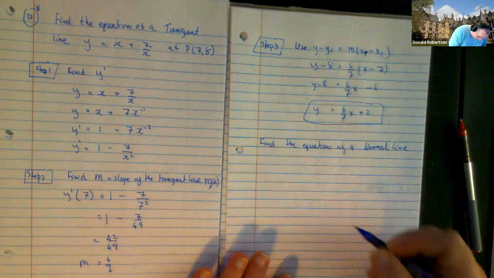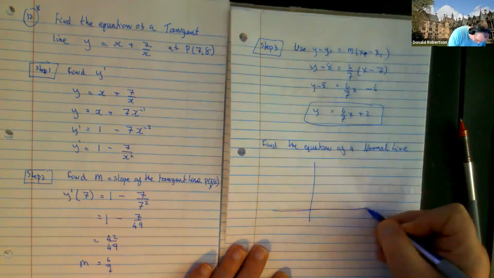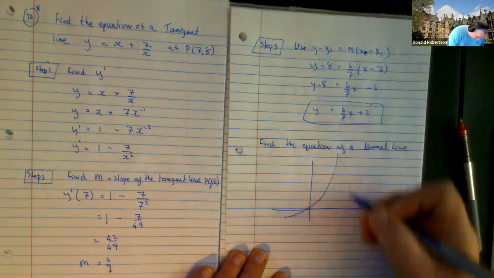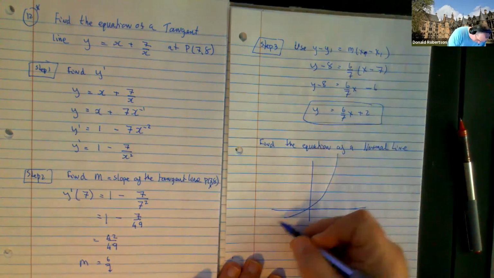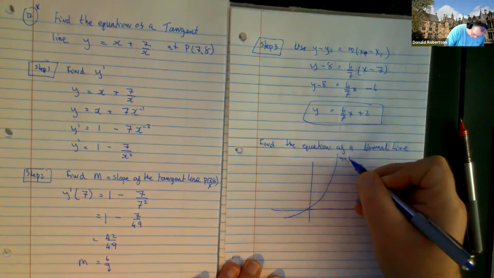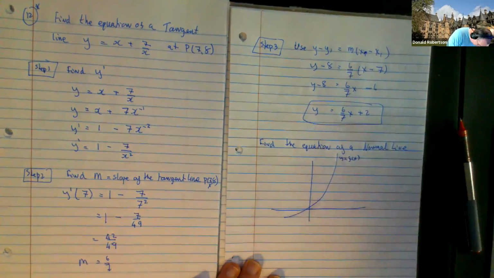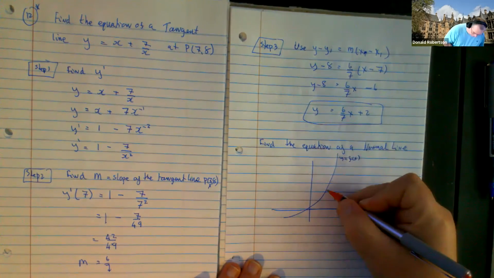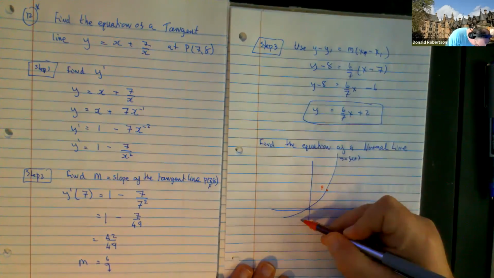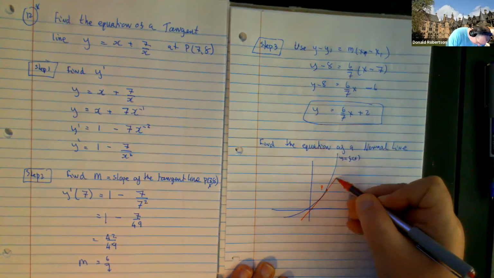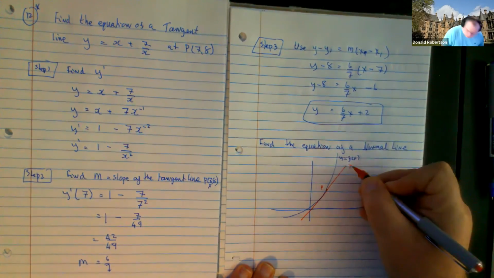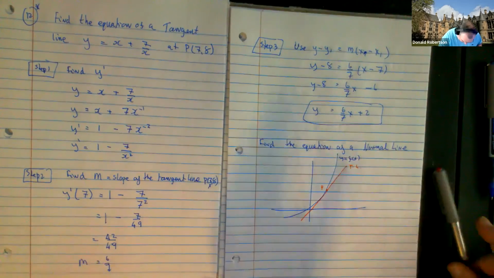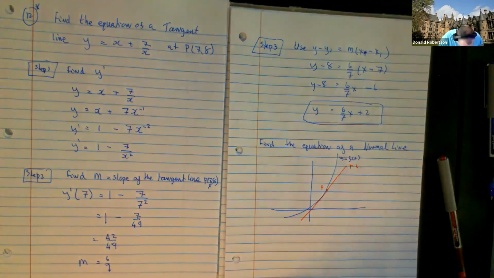So I'm going to try and show you what a normal line would look like. Can you imagine that was our curve, y equals f of x, and imagine that this was the point P that we're interested in, right? This red line is our tangent line, right? And we've done that.